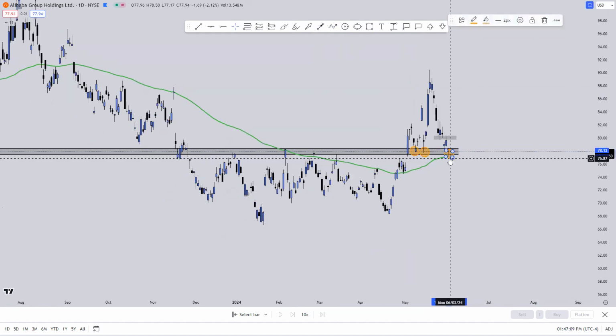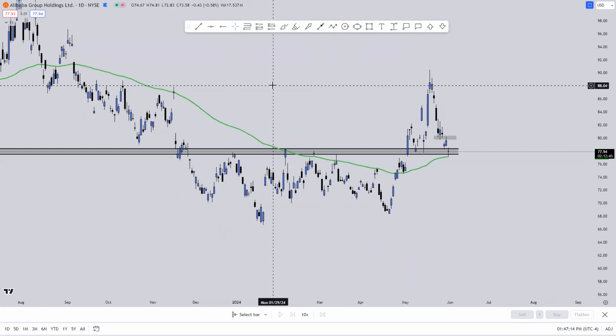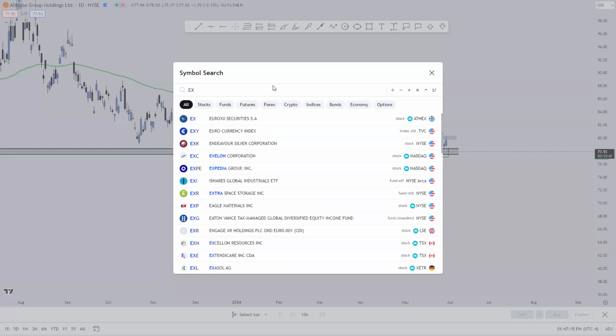All right. So let's take a look at Exxon. That's Exxon Mobil. That's the other trade that we also covered. And let's see where we are with that one.